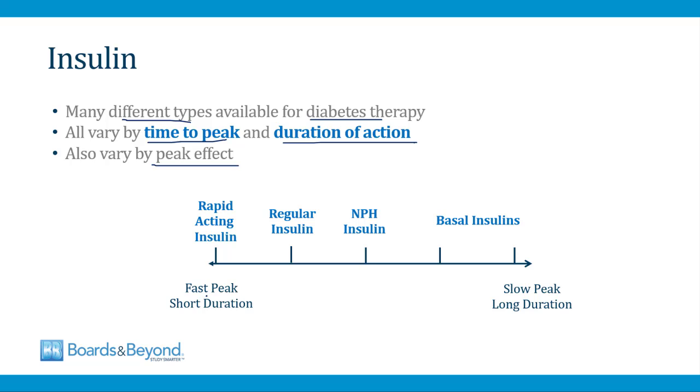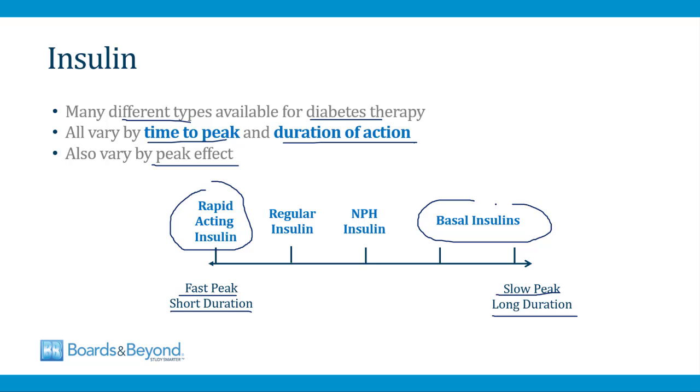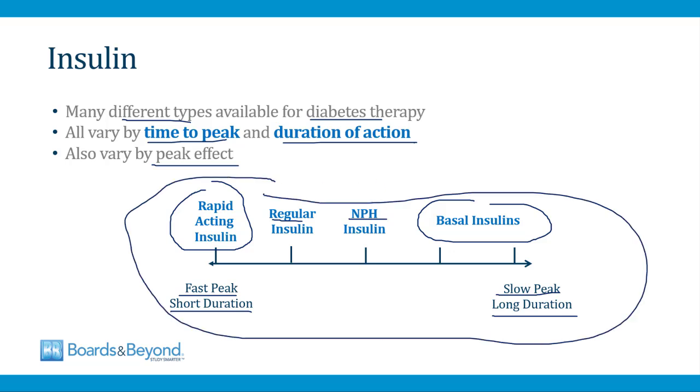And so the forms of insulin that have the fastest peak of action and the shortest duration of action are called rapid-acting insulins. At the other end of the spectrum, insulins that have a very slow time to peak action and a long duration of action are called basal insulins. These can often be administered once per day and they will exert their activity throughout the day. And then in between the two extremes, there are forms of insulin like regular insulin and NPH insulin. And so in the next few slides, we'll go through all of these different types of synthetic insulin.